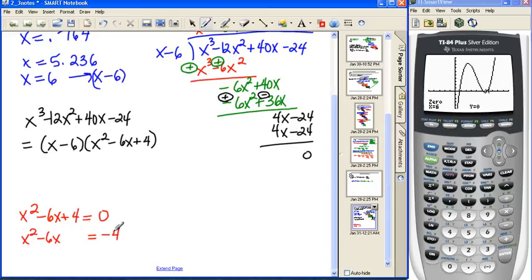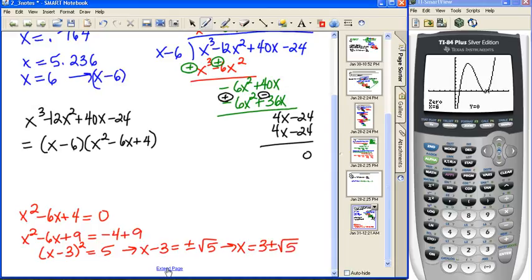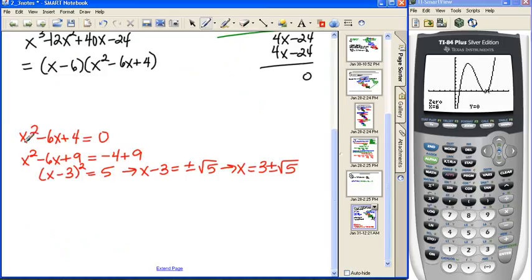To complete the square, we remove the constant, and then we have to complete the square on the left. So we take half of 6 is 3, squared is 9, and we have to add it to both sides. So this would give us that x minus 3 squared is equal to 5. So that tells us that x minus 3 is equal to plus or minus the square root of 5. So x is equal to 3 plus or minus the square root of 5. So that tells us that the zeros of this function are 3 plus the square root of 5 and 3 minus the square root of 5.